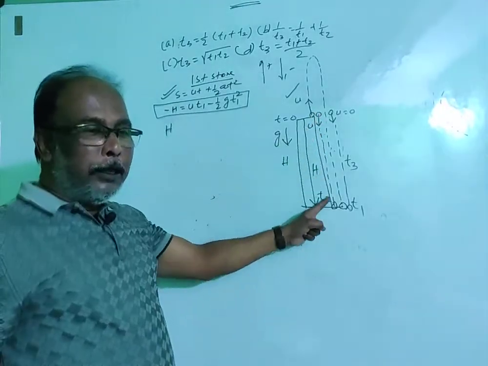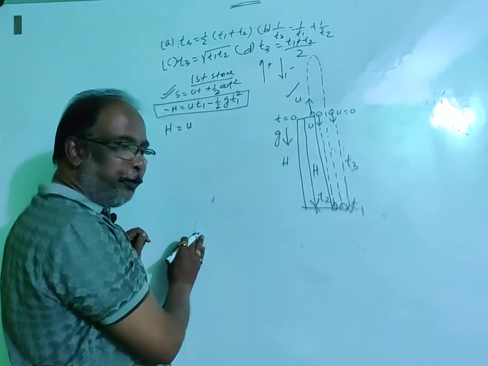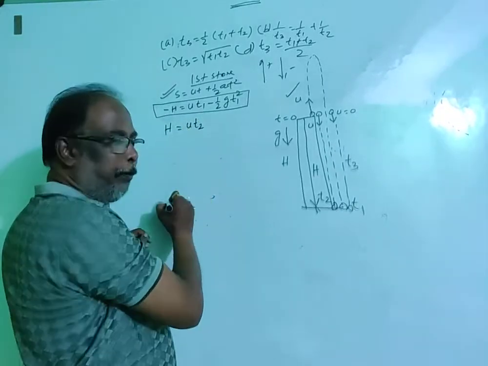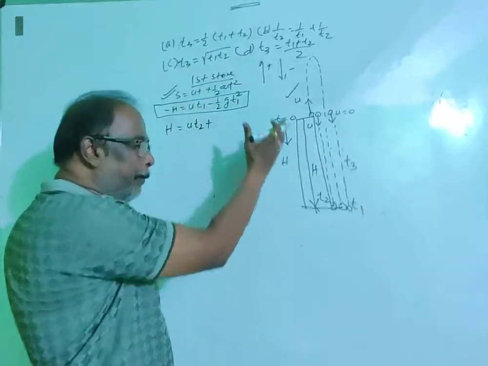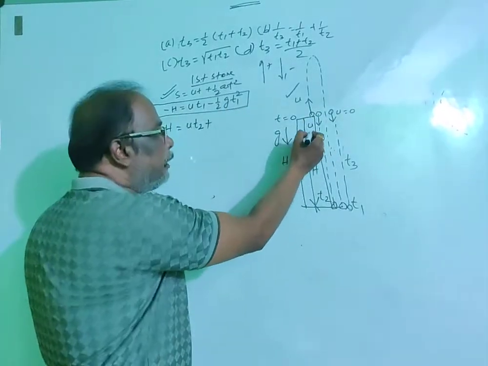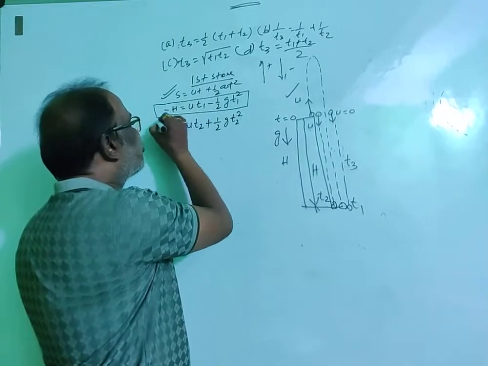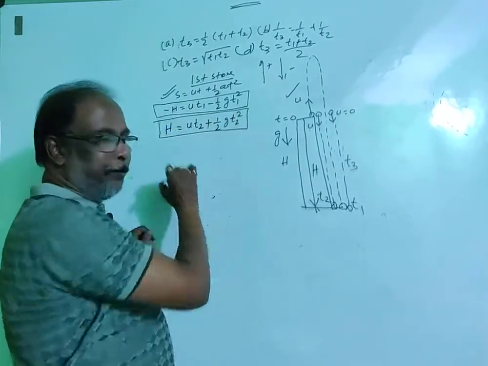Here the downward direction is positive. h, initial velocity is u, time is t2. Again, acceleration due to gravity is downward, which means along the direction of motion, so h equals initial velocity times time plus half g t2 square. This is for the second stone.